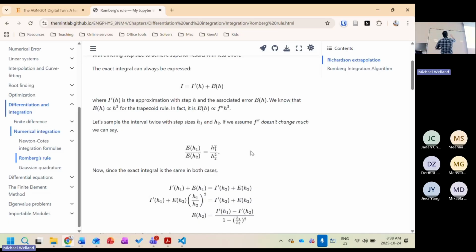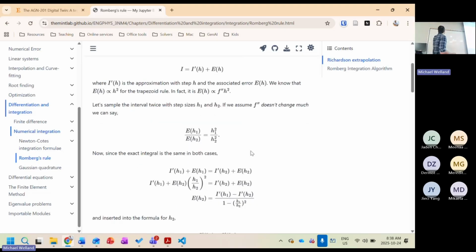Because we know that E goes like f double prime h squared, and we're assuming that this one is kind of the same thing. Right? We can just find out what this ratio is. You just take the error at h1 divided by the error at h2, and this comes out to this. If f double prime wasn't the same, then it would still be lingering out here. Then there would be some kind of factor there. But let's pretend it is the same.